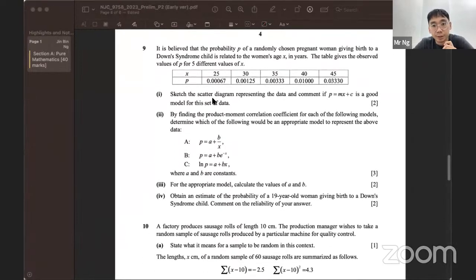Okay, sketch the scatter diagram, comment if this is a good model. So very quickly, put inside the list. I try to create different lists compared to just now, not the first two examples, the complex number, because later I may need to go and check the complex number provided if there is time.